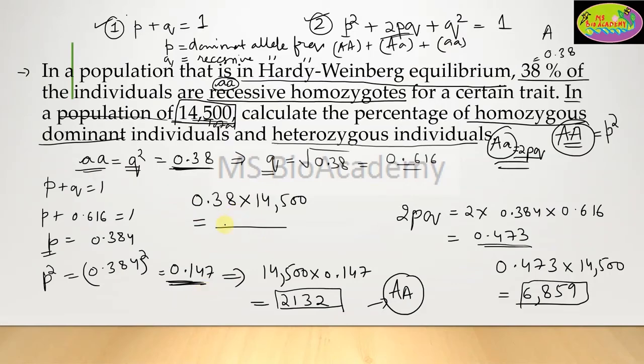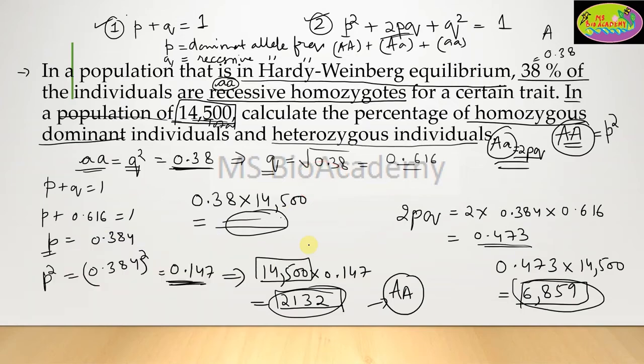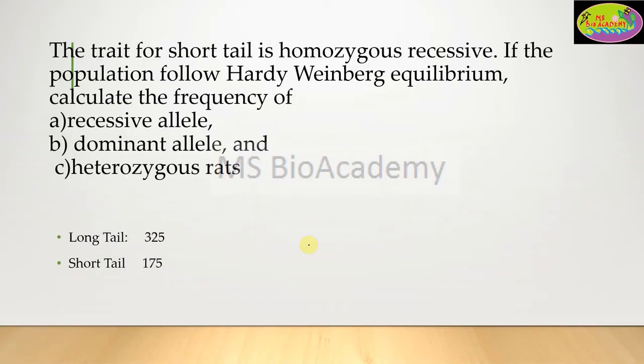Once you calculate this, some number will come, and what you need to do is check whether this number and this number, all three add up to 14,500 total. If it comes to this, that means your answer is correct. So our answer is correct, the way we have calculated is correct. This is the way to calculate such kind of equation. Let's move on to the next problem now and discuss that also.